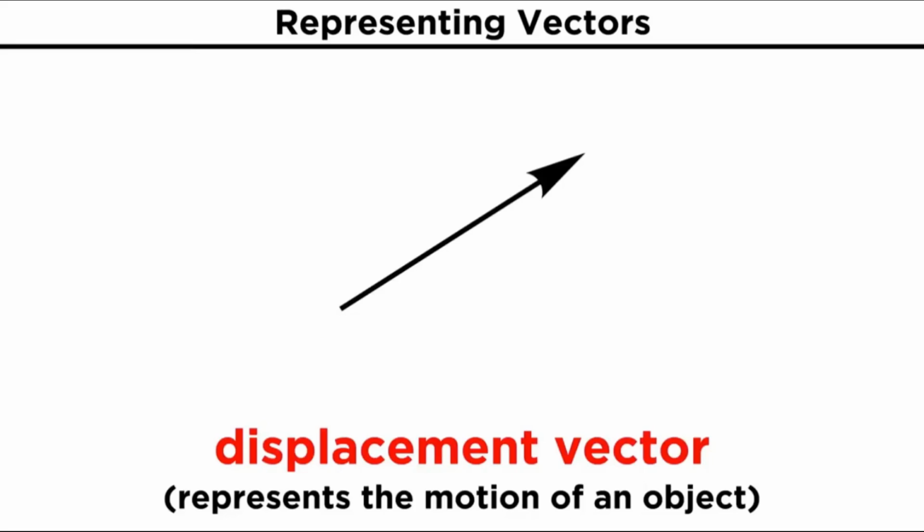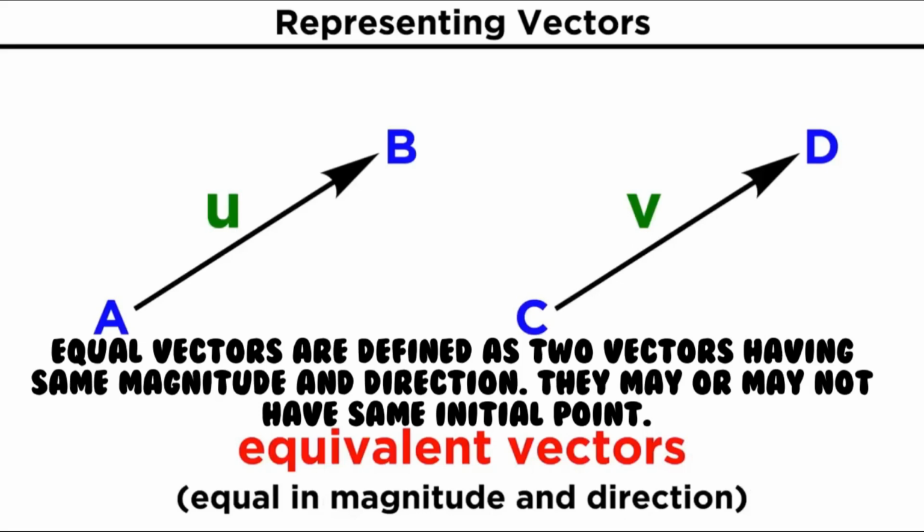Many vectors are simply displacement vectors, denoting how far an object has traveled and in which direction. If such a vector connects 2 points, like A and B, we can call this vector AB with a little arrow over it. That's one way to represent a vector. We can also just refer to a vector with a letter, like U. Different vectors with the same magnitude and direction are called equivalent vectors.